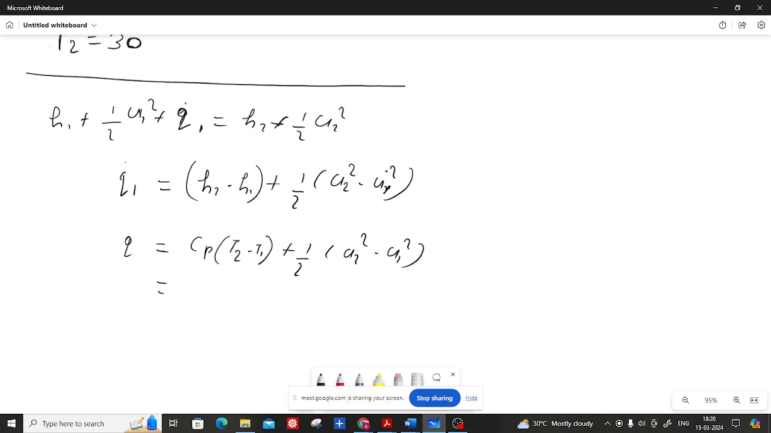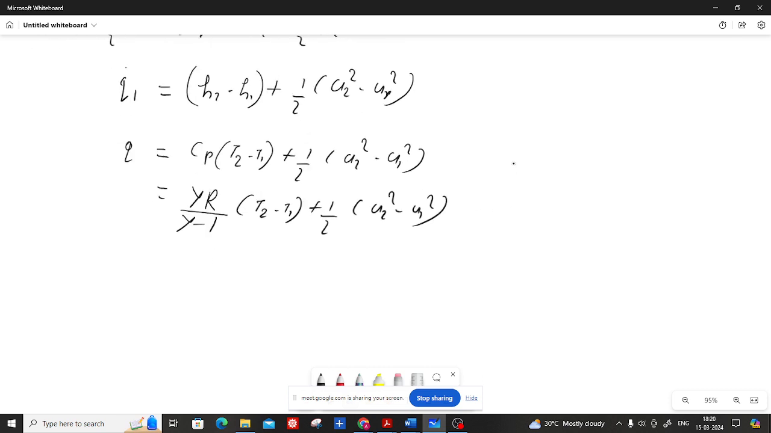Gamma into R upon something. Yes. Cp is gamma into R divided by gamma minus 1. So, the energy equation is Cp times (T2 minus T1) plus 1 by 2 (U2 square minus U1 square). So, just use this equation.